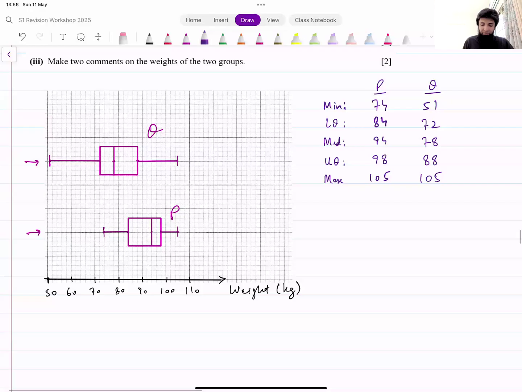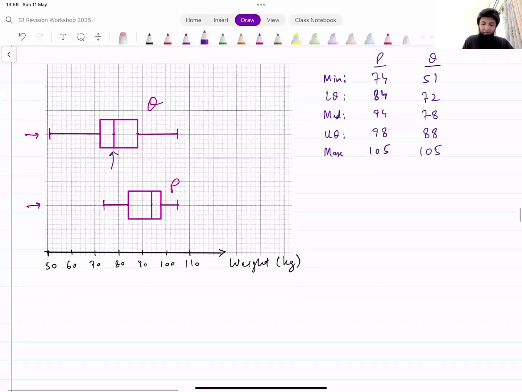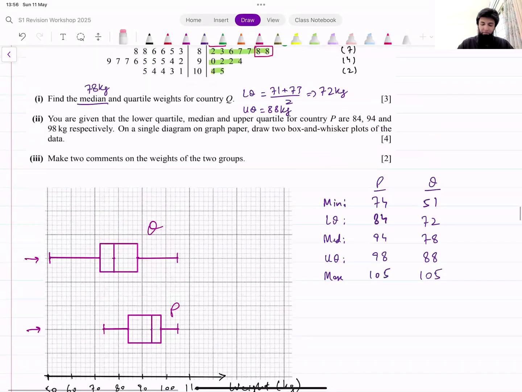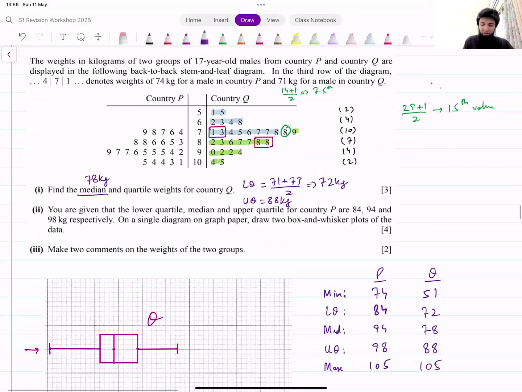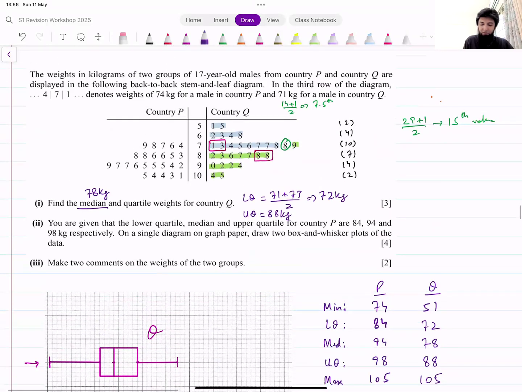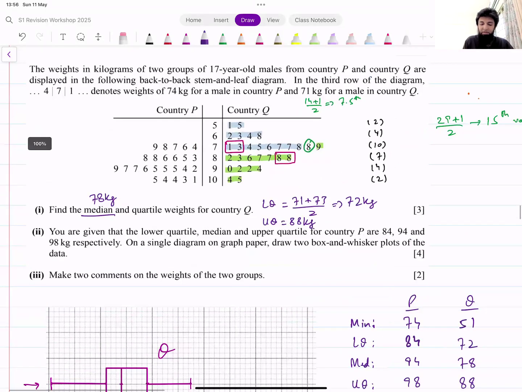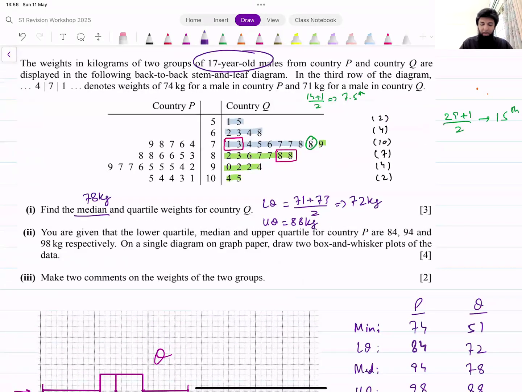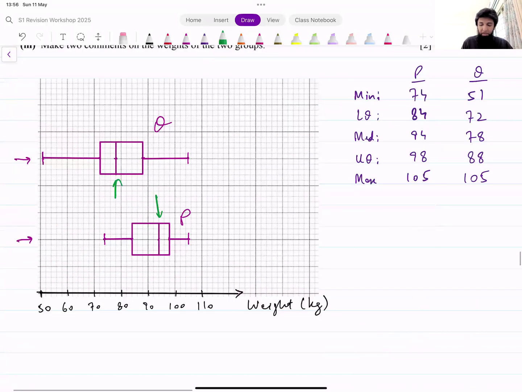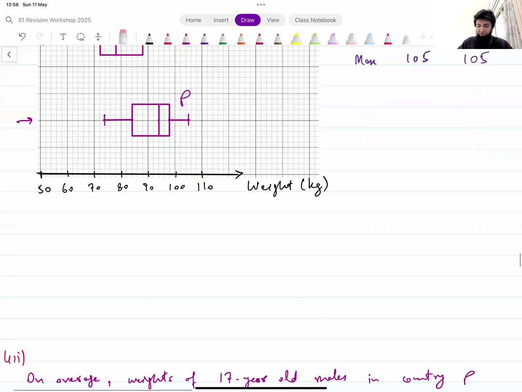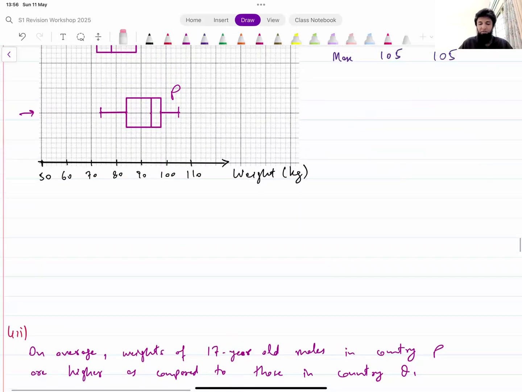On central tendency, we can say, look at the median. On average, we will say something like this. We have to contextualize our comment with the information that's given here. It's data about weights of 17-year-old males in 2 countries, right? So we have to refer to that. On average, these are the averages. 17-year-old males in country P, they have more weight as compared to those in country Q, right? That's the kind of comment that you can make on central tendency. On average, weights of 17-year-old males in country P are higher as compared to those in country Q.